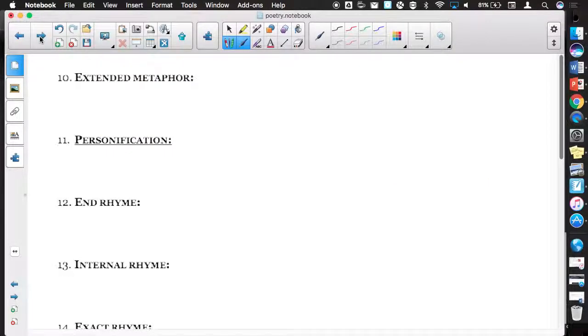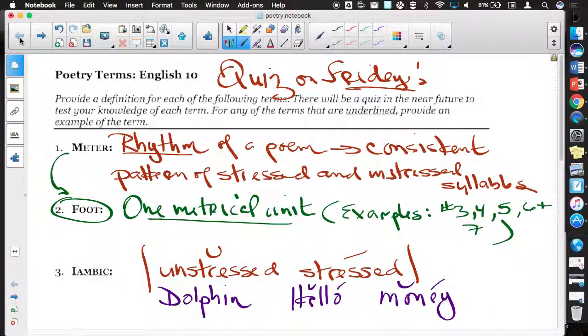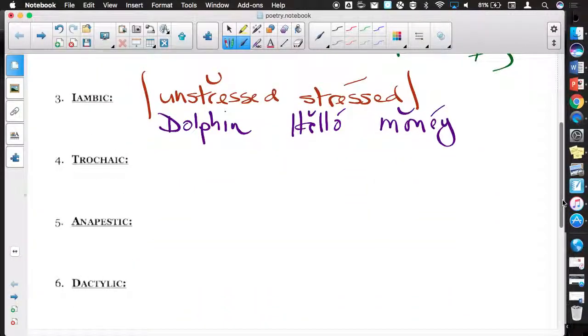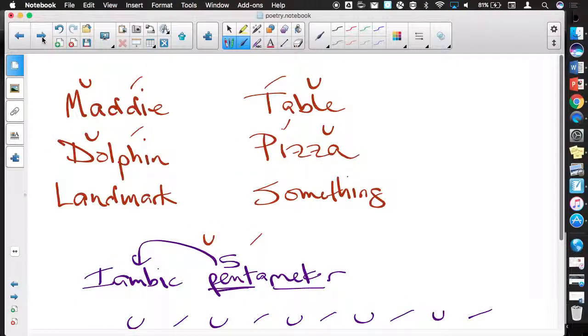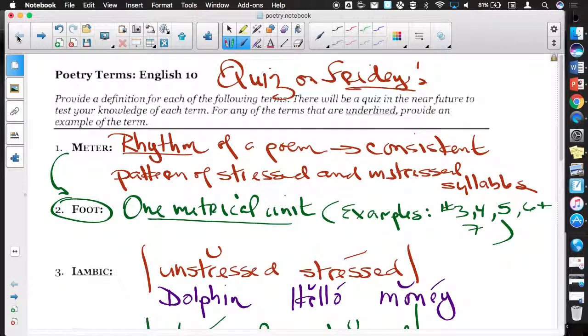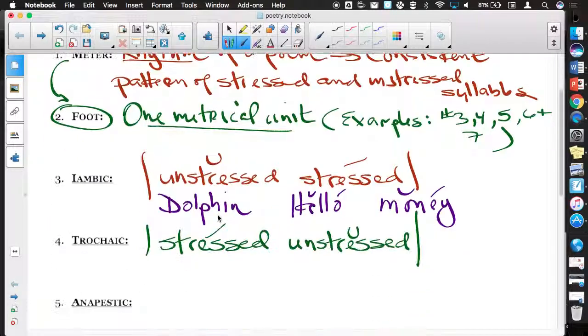I bet without too much thought you can figure out what trochaic is going to be if iambic is unstressed, stressed. This is going to go stressed, unstressed. So with the words that we were looking at before, pizza, table, those would be examples of stressing the first syllable, not stressing the second one.